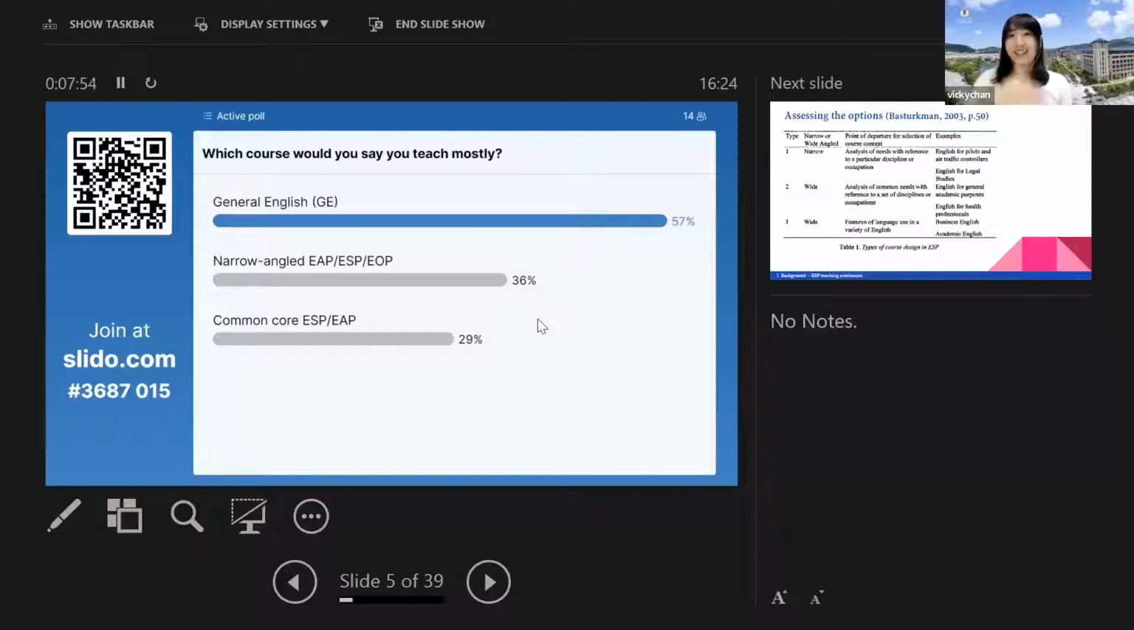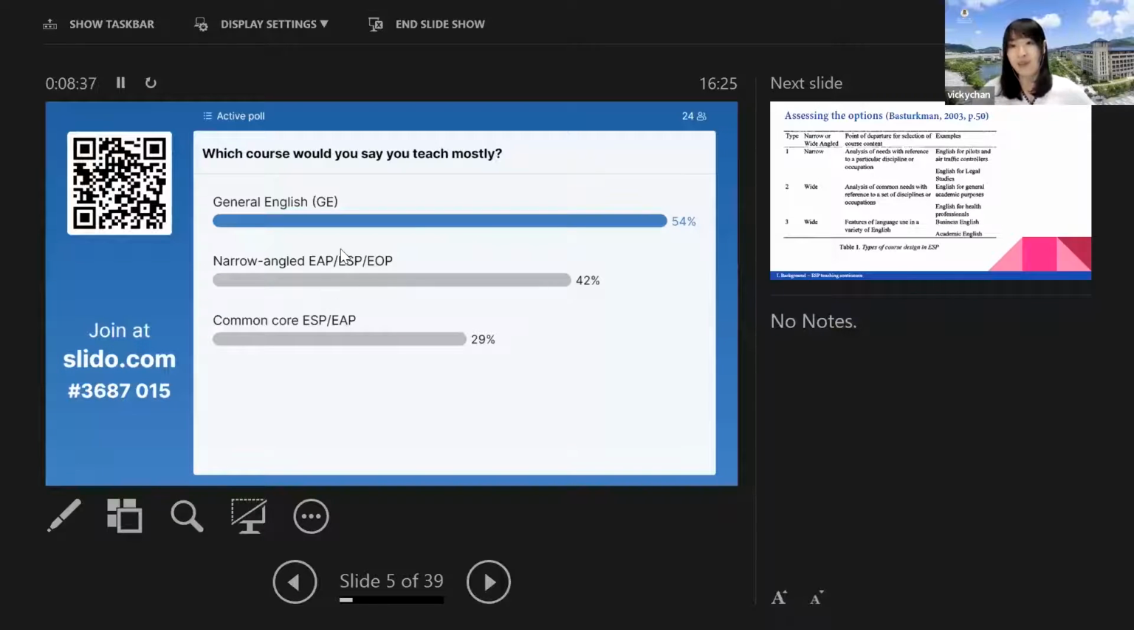All right, so as you guys can see, the results are changing now, but I would say that most of our audiences, the majority of us seems to be teaching general English. And the other half maybe, okay, so I'm now seeing that narrow angle EAP is the second option. Well, for me, actually, my daily work here at the University of Macau, I would say most of the English courses that I'm mostly teaching would be Common Core ESP. But this academic year, I was teaching a very narrow angle focused EAP.